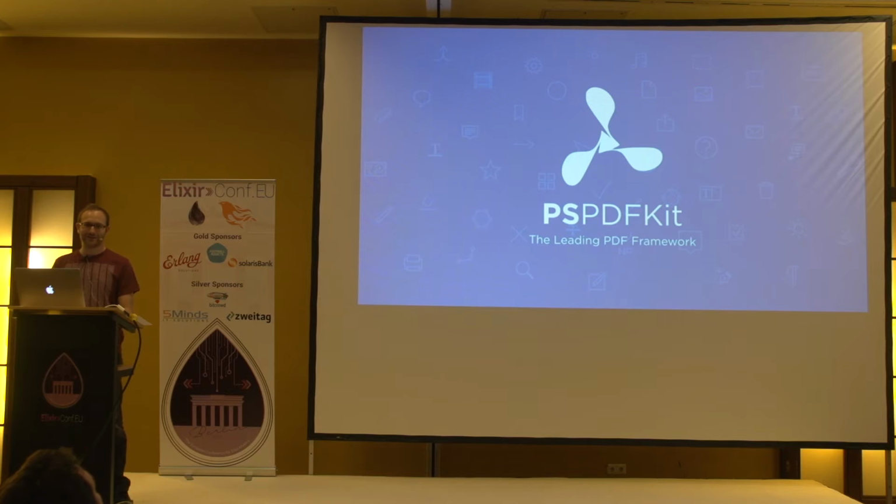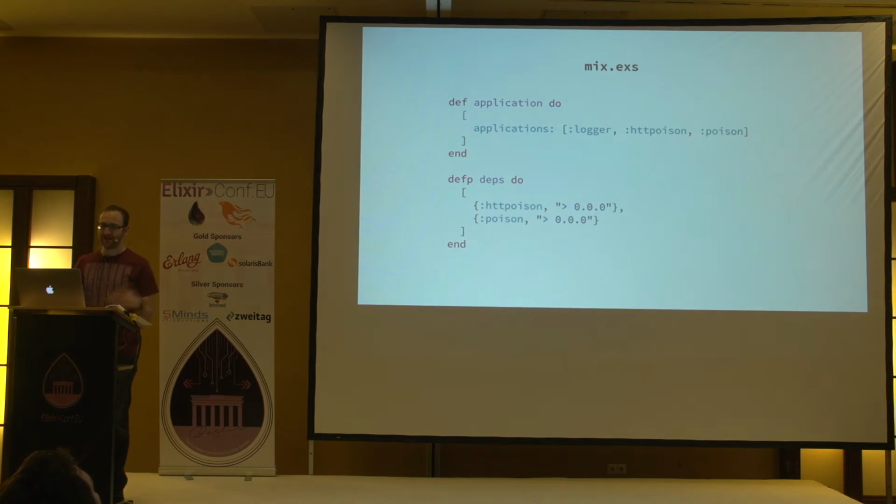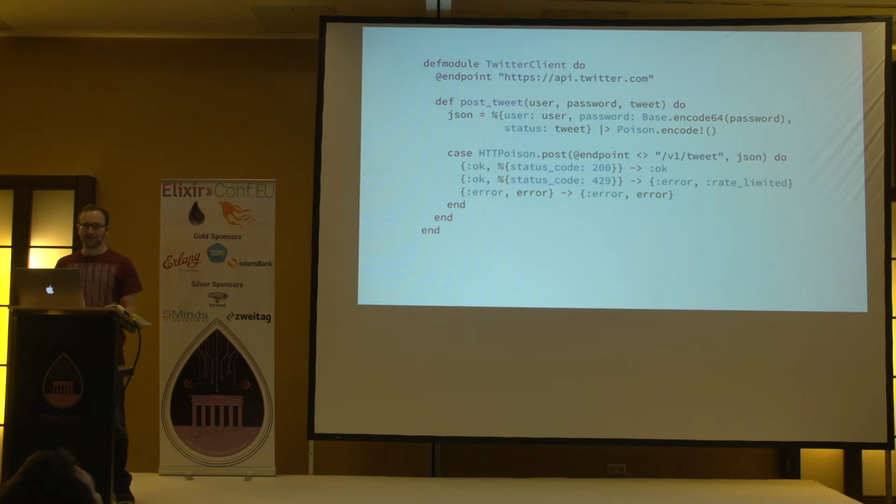And today I want to show off an Elixir library that we open sourced last year for testing HTTP APIs. So let's write a Twitter client. I start out, create my new project. I depend on HTTPoison and Poison for the HTTP client and the JSON encoding, decoding. And then I create my simple module.